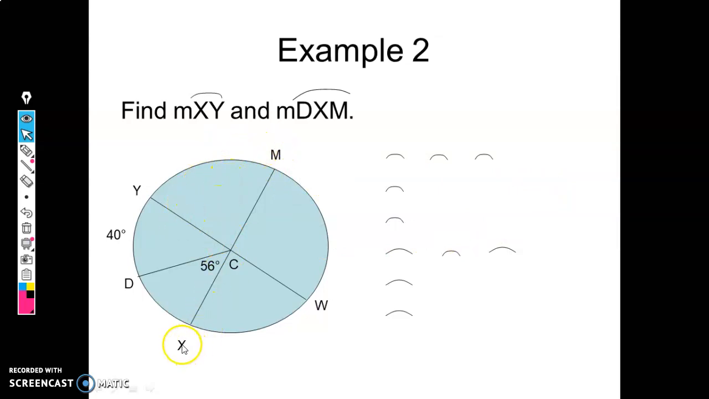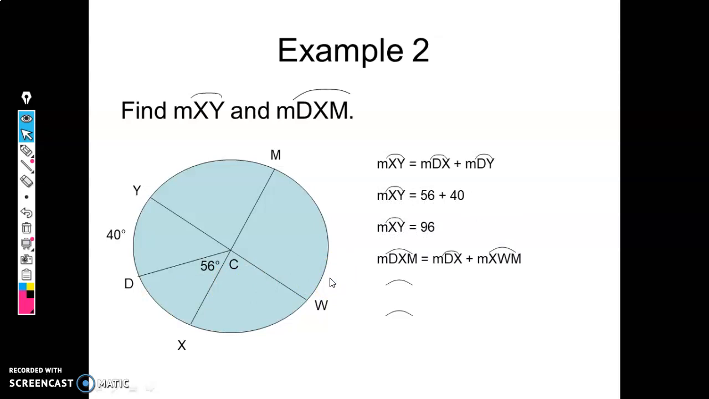So we're looking for the measurement of arc XY. Okay, so arc XY is, if you follow the arc addition postulate, you just add up the 2 degree measurements here. Okay. 56 plus 40. Okay, that's the measurement of arc XY. That's 96. All right, and then, don't want to get too ahead there, figuring out measure of arc DXM.